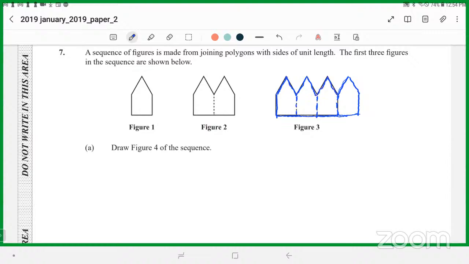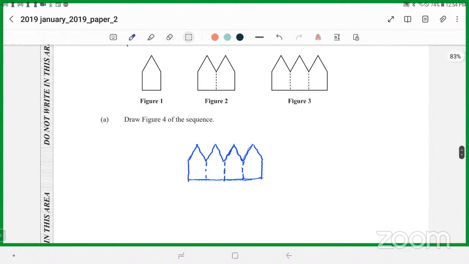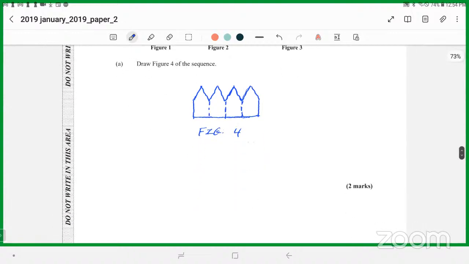Don't get jealous as I can do this. All right. Don't get jealous. Figure number 4 right there. How does that look? Quick and fast. Don't get jealous. Yeah. Better go to that. Figure 4. Figure 4. All right. Beautiful. Next one.